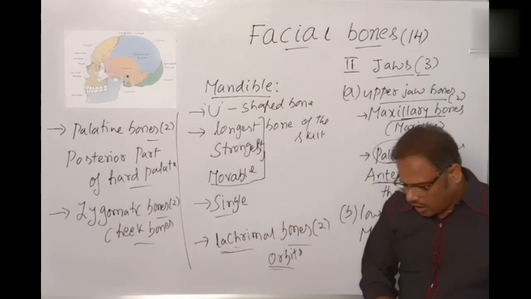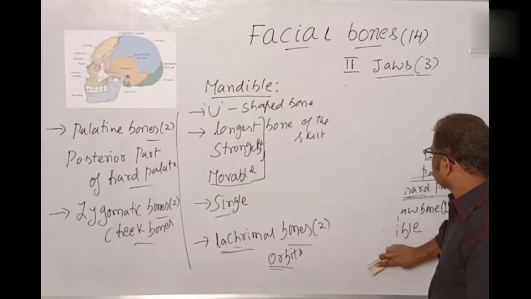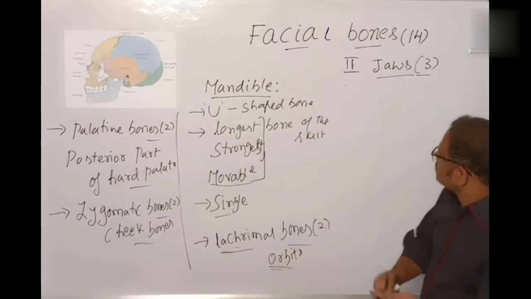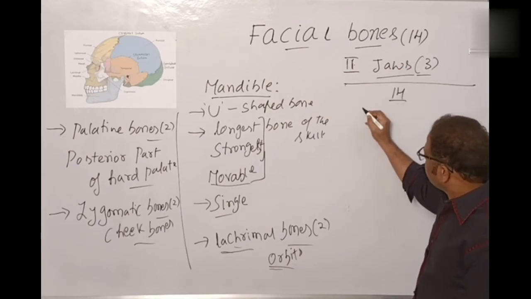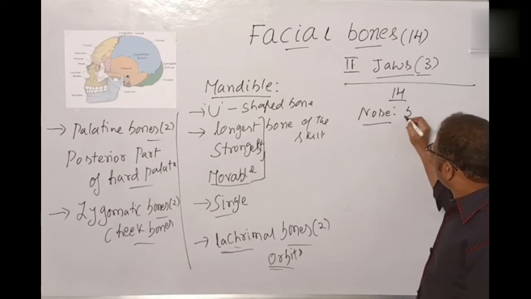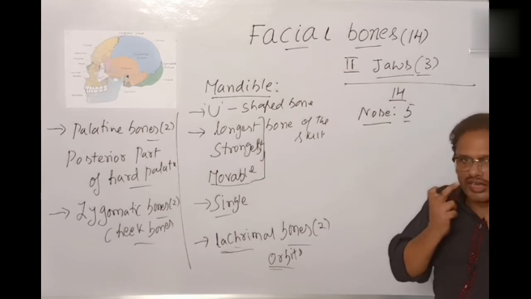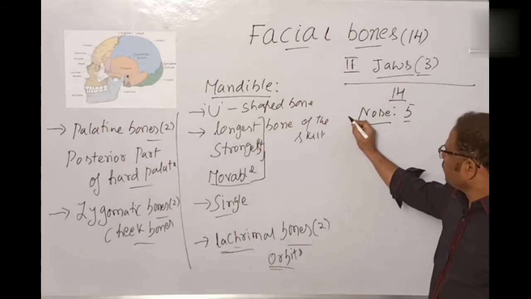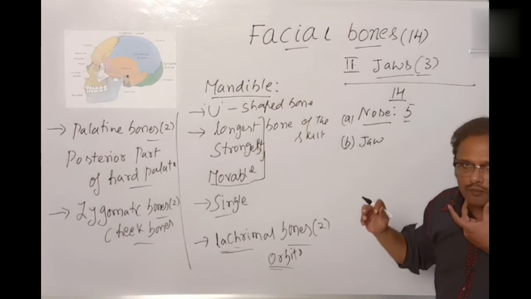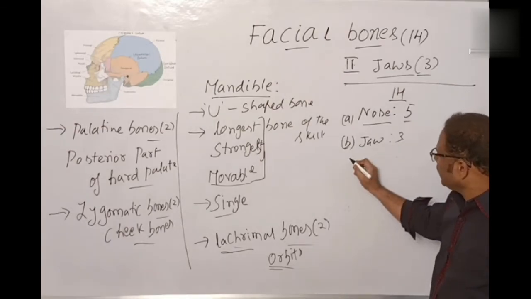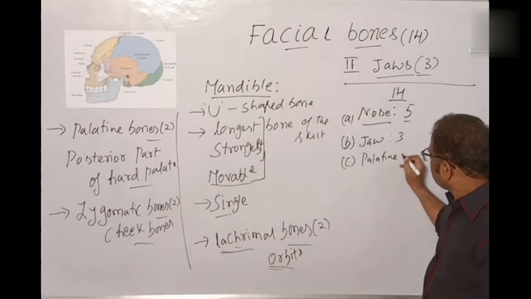So jaw bones, let's count here once again. Out of 40, we should be getting around here. So nasal, nose, 5 bones we got, isn't it? Because 2 nasals, which form the septum, and inferior nasal concha, and vomer, that is 5 bones. Finished? Next one is jaw bones. Upper jaw bones, 2 maxillary bones, and lower jaw bone, mandible, that is 3. Got it? Next one is palatine bones, 2 in number.